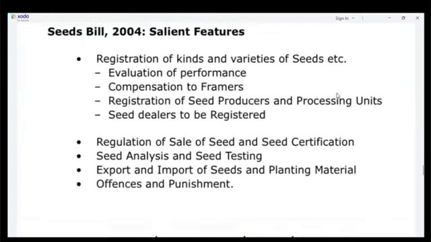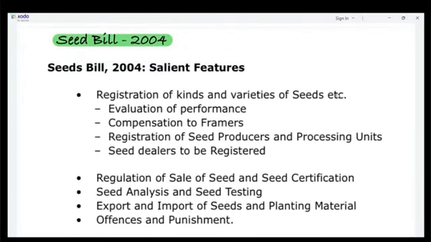So next we have the Seed Bill 2004. This seed bill was brought into the parliament in 2004, but it was not passed. Again, as I told you, there were versions in 2010 and 2019, and they were also not passed. Several updates and amendments were made to the seed bill, but there are still several issues that have to be tackled. That is why it is not yet passed by the parliament.